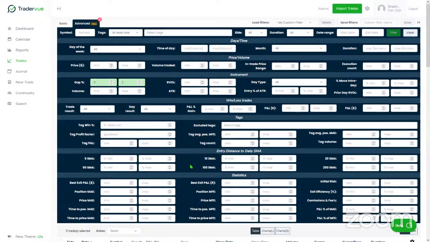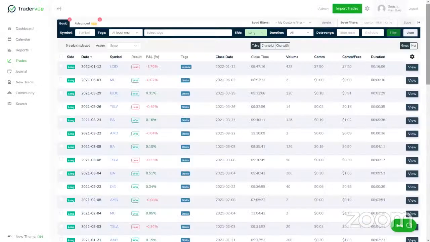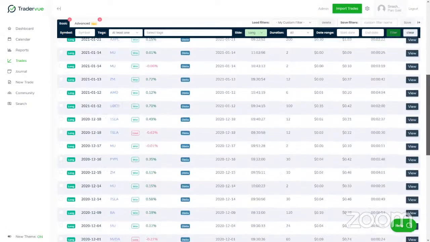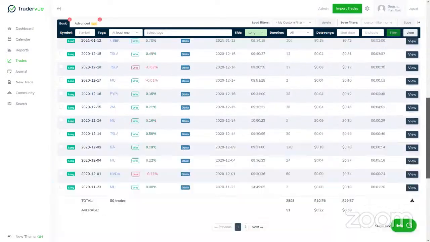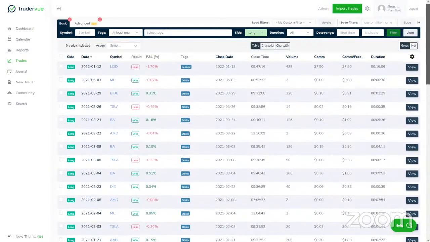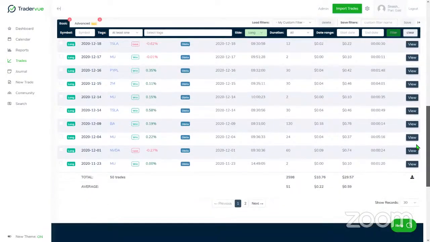We can even get a little bit deeper into it. We can say, okay, gap percentage from 0 to 2, and then we can also do side. Okay, I just want long trades that were gapping between that range. So if we scroll down, we will now have 50 trades. And something interesting is that you can see that we have a lesser amount of trades.